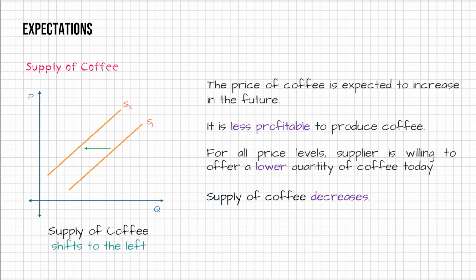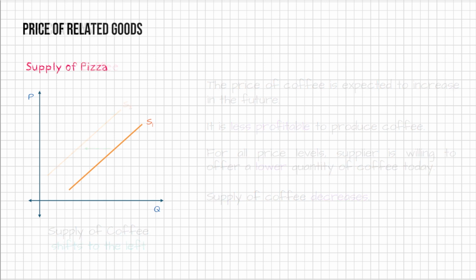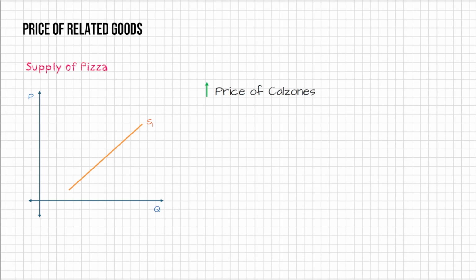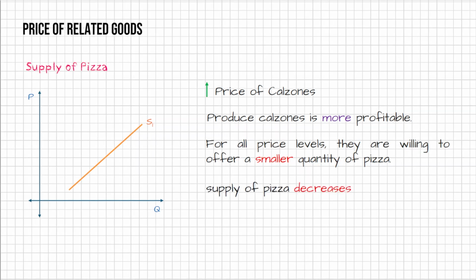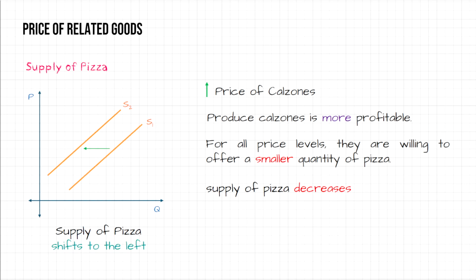Now let's see how a change in the prices of related goods in a production plant affects the supply of pizza. Let's assume that a pizza place can sell pizza and calzone. Now, what happens if the price of calzones went up? Since calzones are now more profitable, the producer can choose to dedicate more time to producing them. By producing more calzones, the producer will have to reduce his pizza supply. This has a negative impact on the supply of pizza, and the supply curve will shift to the left.